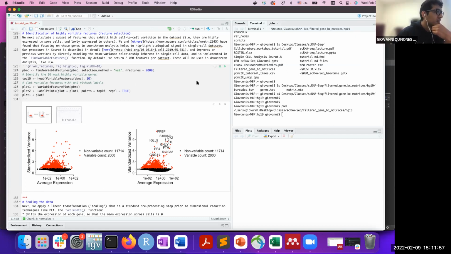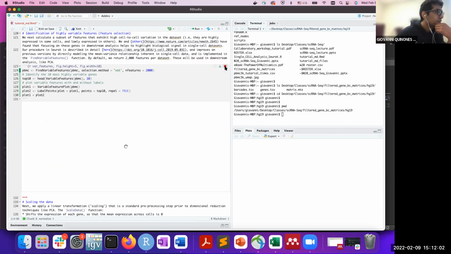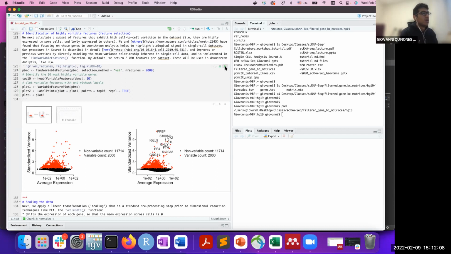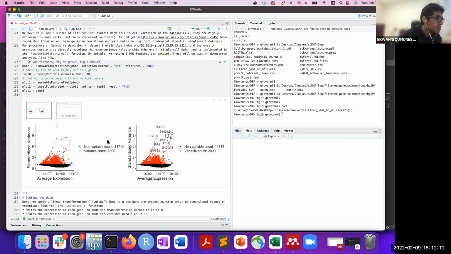So we can go ahead and run this cell. And actually, I noticed they're both the same plot. The only difference is just that this one is labeled and this one is not. So for clarity, I'm just going to plot the second one alone.